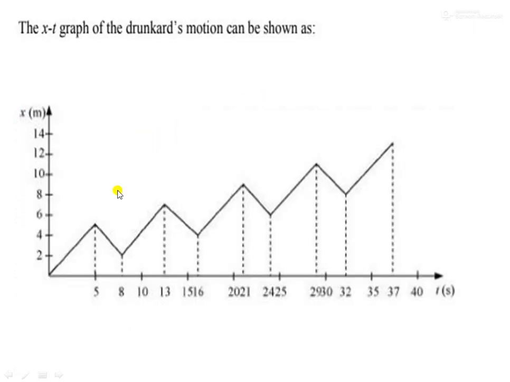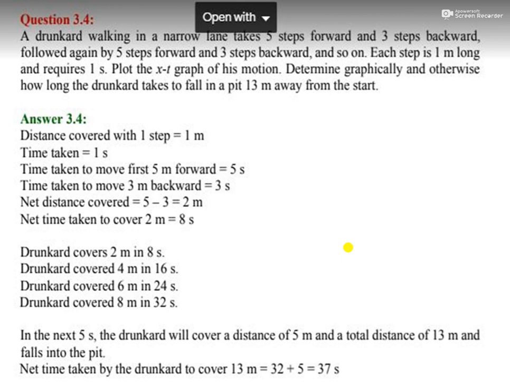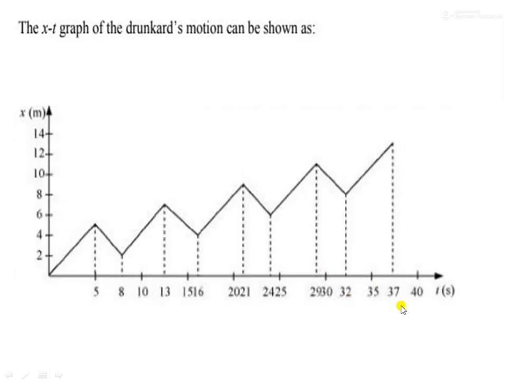Now this is the x-t graph. If you see, 5 steps forward, 3 steps backward, so you are going downwards. So he's at 2 meter, then 5 steps forward, 3 steps backward, 5 steps forward, 3 steps backward, and then 5 steps forward, and you are at the 13 meter pit. This is the x-t graph of this question. So either you can find it graphically, or by the unitary method. This is the answer. 37 seconds he would take to fall in the pit.